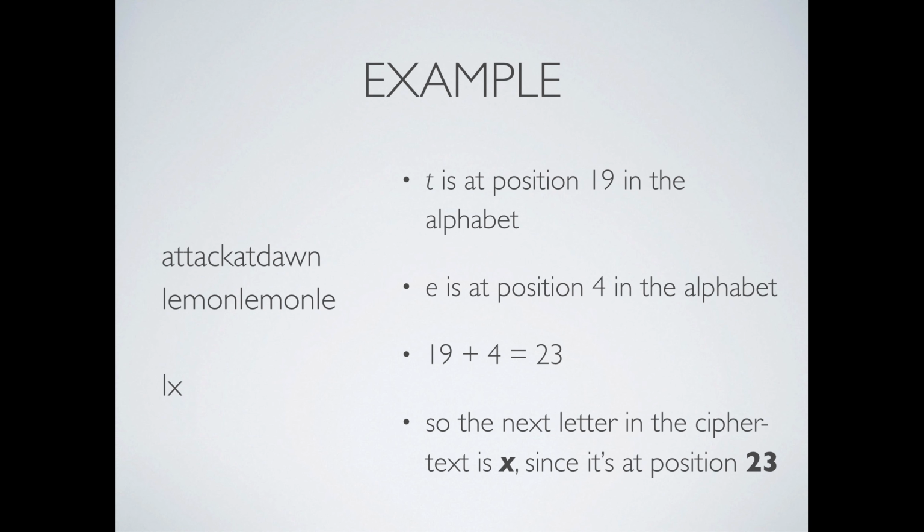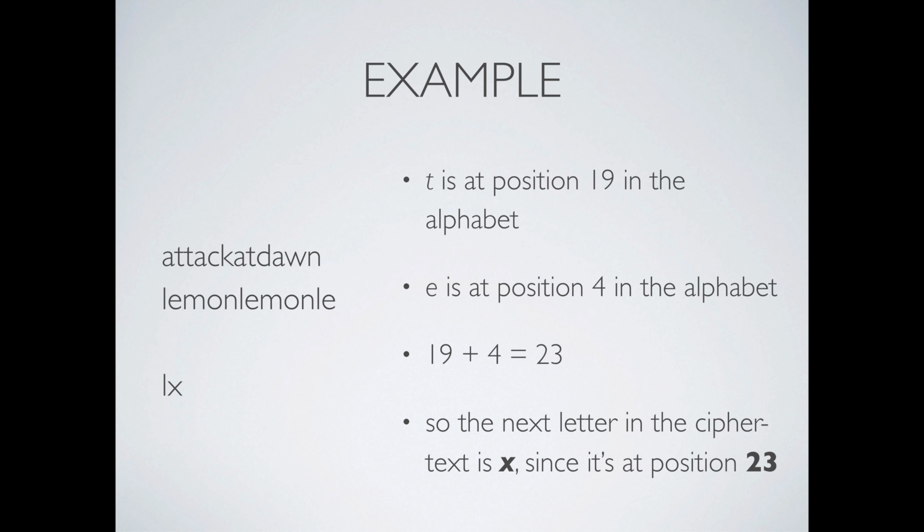Then we'll keep going through one letter at a time. So the next set of letters we have are T from attack at dawn and E from lemon, right? So we look up those two characters in the alphabet. T is at position 19, E is at position 4. You add 19 and 4, you get 23 back. So that means we then go look up in the alphabet, hey alphabet, what is at position 23? And the character that's at position 23 is the character X. So what that means is that the next letter in the ciphertext will be X.